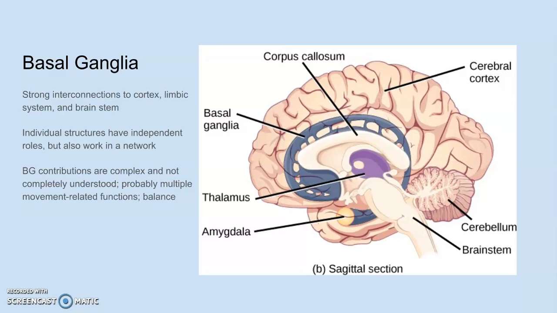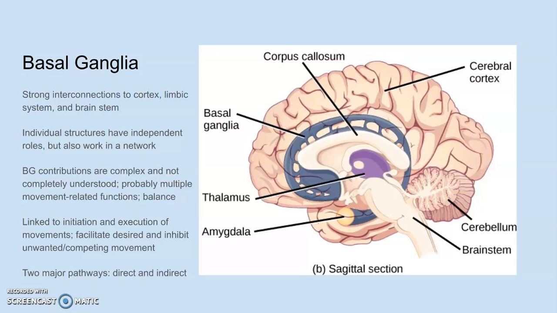Basal ganglia is linked to the initiation and execution of movements, facilitating desired movements and inhibiting unwanted or competing movements. It works on two major pathways, the direct and the indirect pathways. I am not going to get into either of those, but if you would like more information on that, I recommend checking out my nervous system playlist that I'm curating, where I have multiple different specialists and neuroscientists who actually went to school for this, who will explain it there and probably do a much better job than me. So check that out if you would like more detailed information.